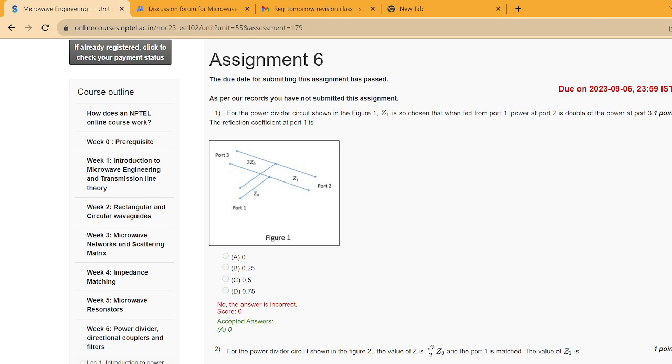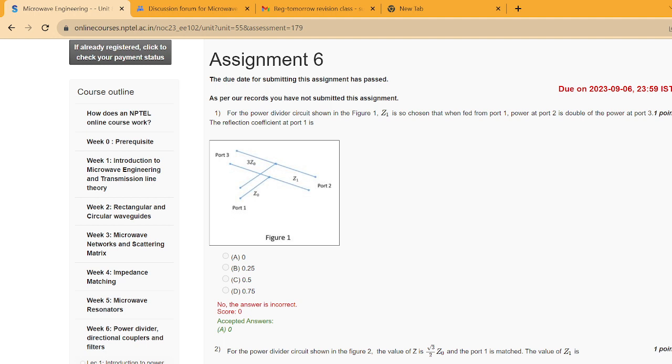So how do we calculate the reflection coefficient? ZL minus Z0 by ZL plus Z0. Now what is the load here? The load is Z0 here. So Z0 minus Z0. So that becomes 0. So the reflection coefficient is 0. Is this clear? Yes, ma'am. I'm clear, ma'am.